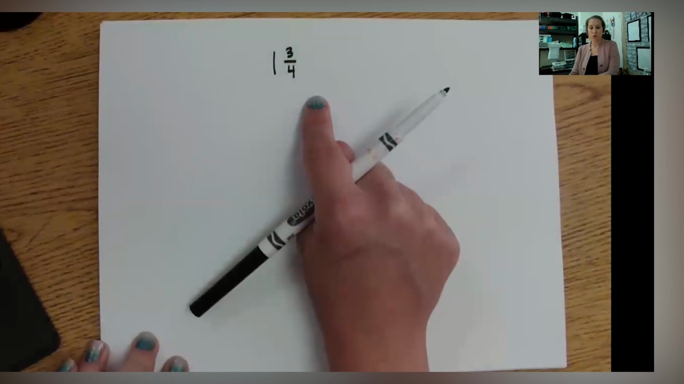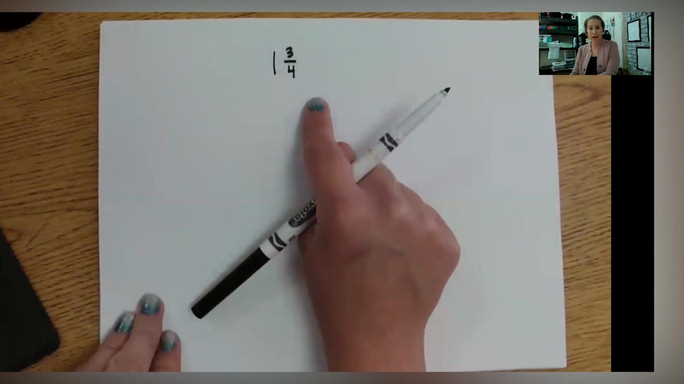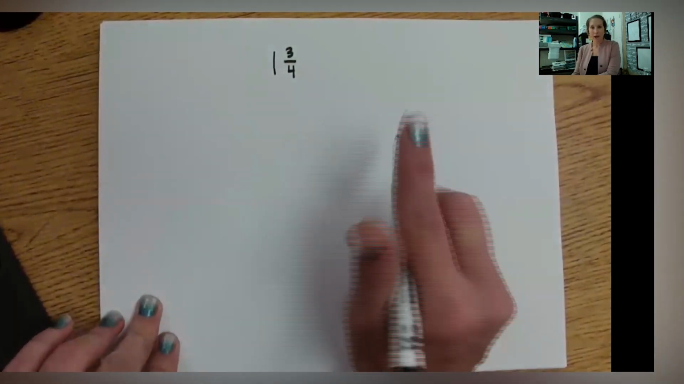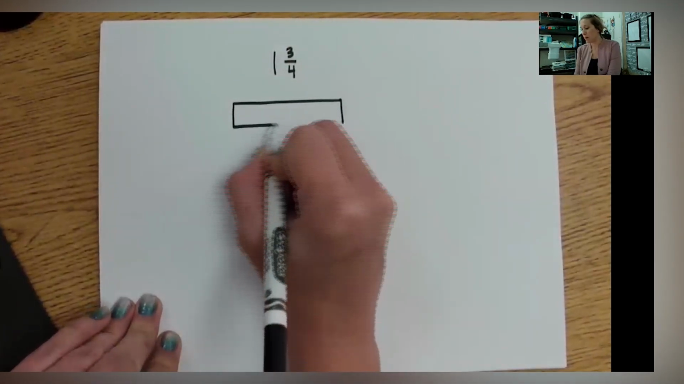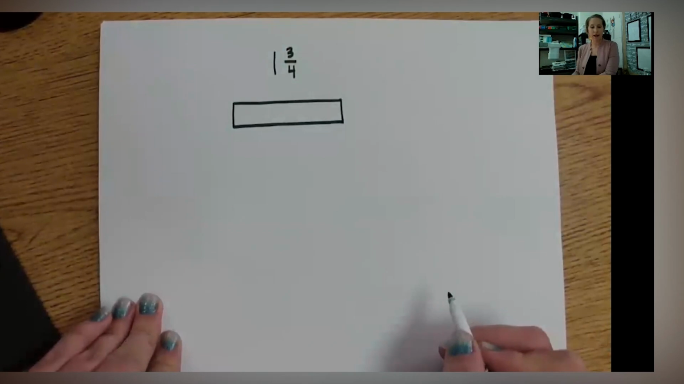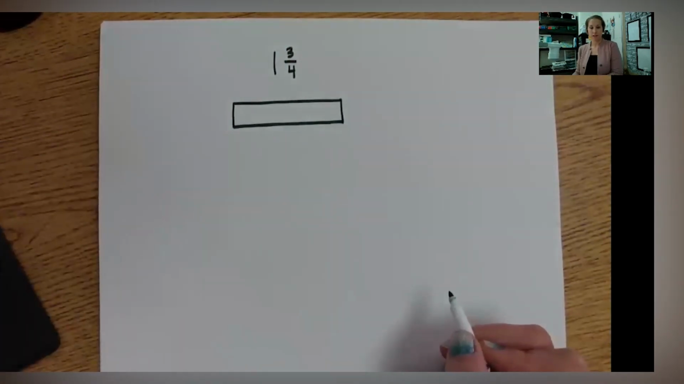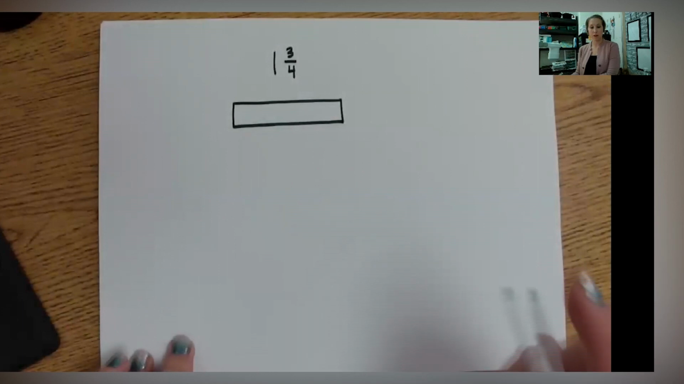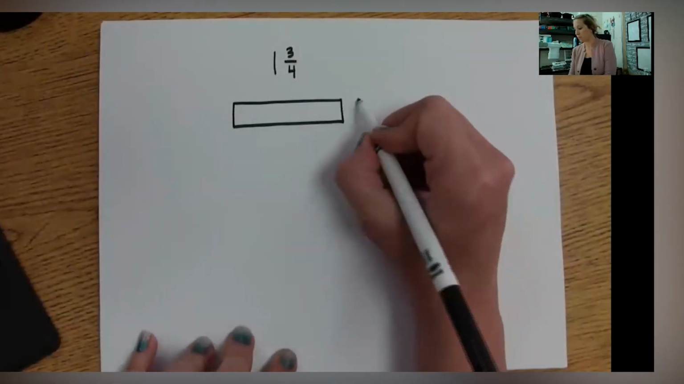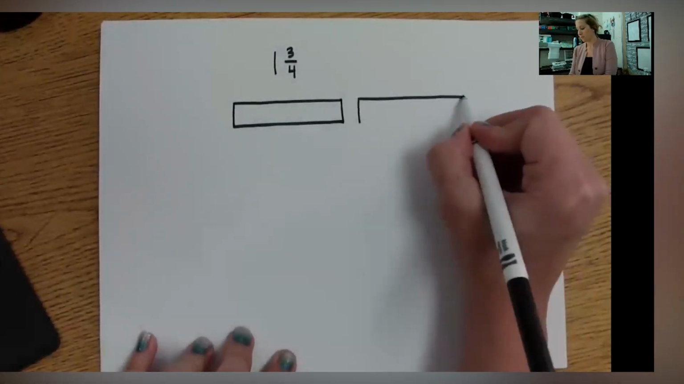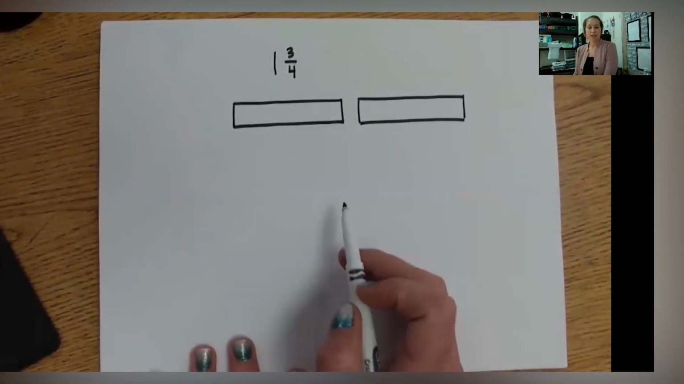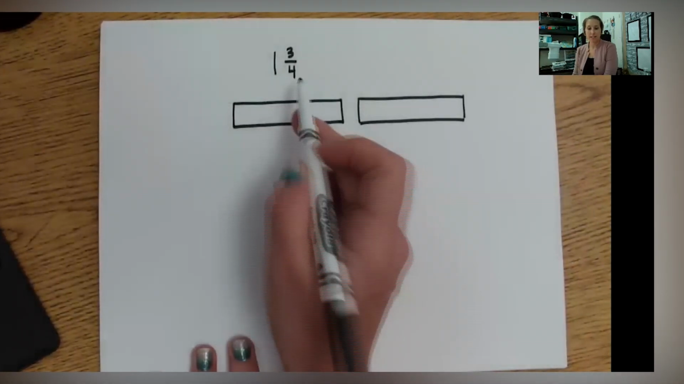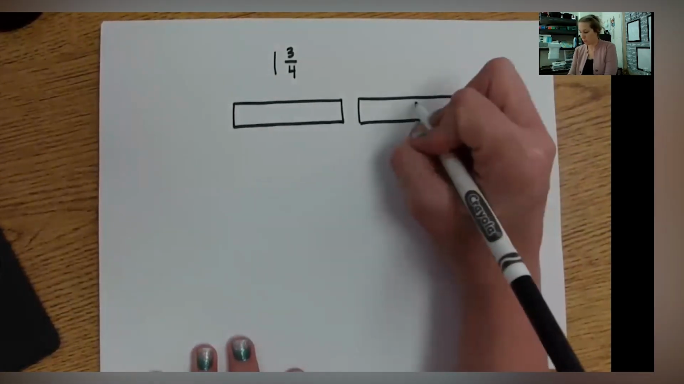We can make a visual model of this mixed number by drawing fraction bars. Let's do that together now. Are you ready? Great. Let's start by drawing one fraction bar. Is that going to be enough? No, it's not, because we have 3/4 as well. So we're going to need another fraction bar. Our second fraction bar is going to need to be split into 4 pieces because our denominator is 4.